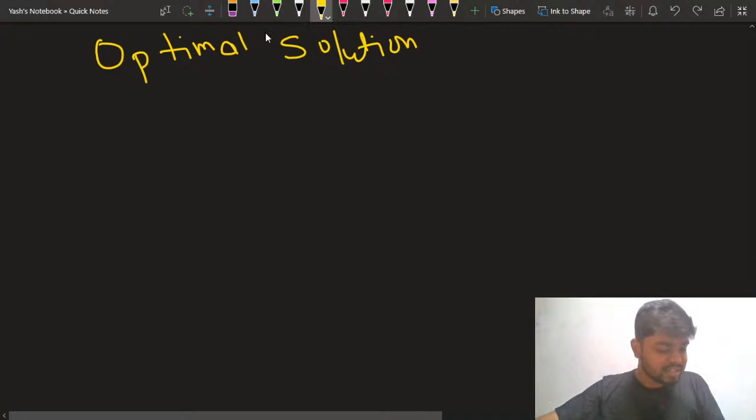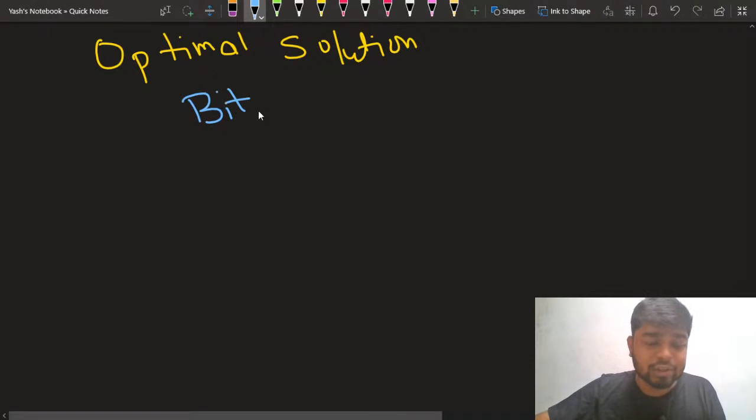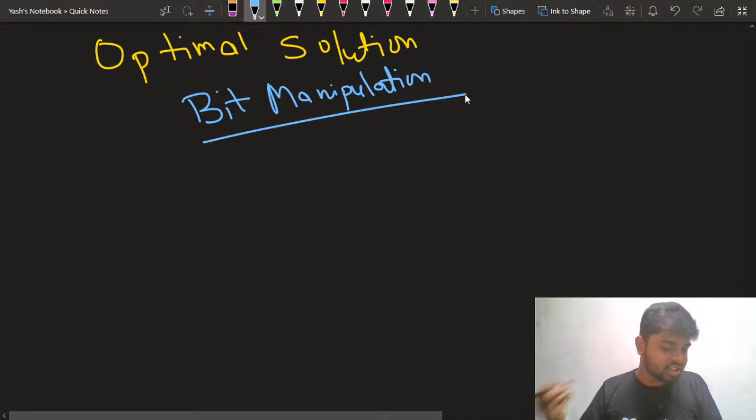If anyone can suggest. Okay, I'll tell you, no problem. So you can use the bitwise operators. You can use bit manipulation for this.